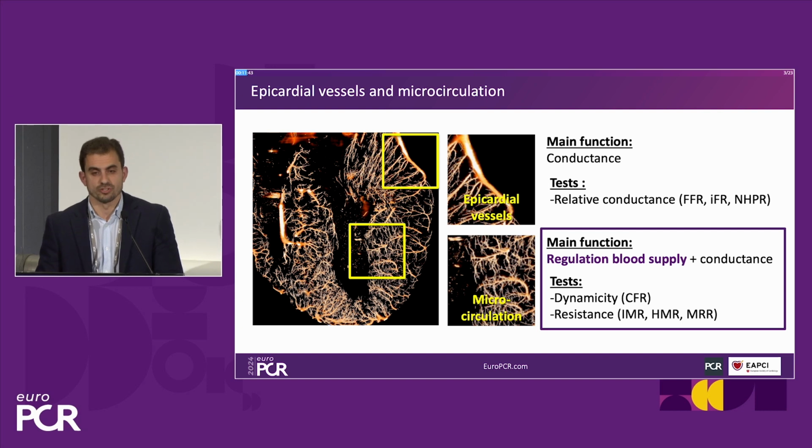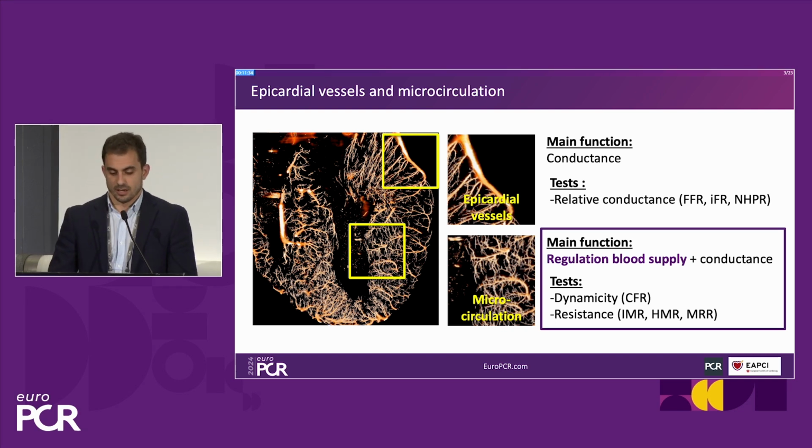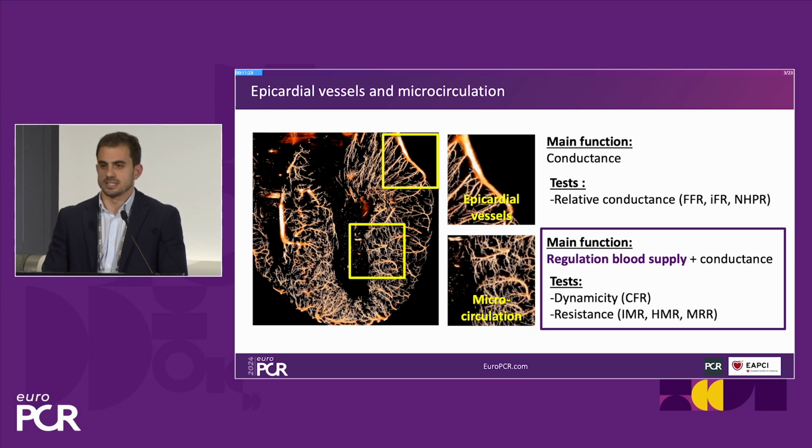To understand how the microcirculation works, the first thing is to understand the most important difference between the epicardial vessels and the microcirculation. The main function of epicardial vessels is conductance, whereas the main function of the microcirculation is the regulation of the blood supply to the myocardium. We test its dynamicity by CFR and its resistance, which is actually the inverse of flow, by IMR, HMR, or MRR, among other indexes.